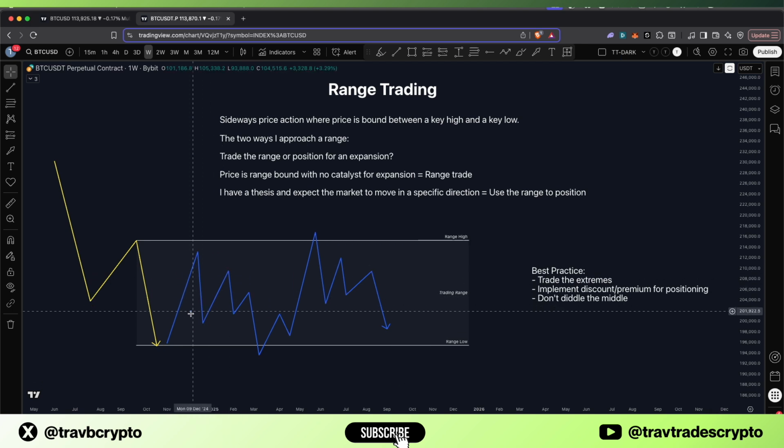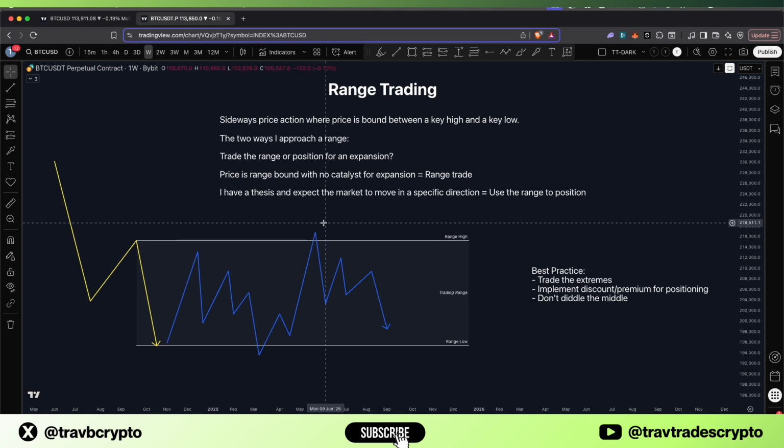So in this instance, as price came down to the bottom of this range and provided a signal, maybe it was an SFP, maybe it was some other type of signal, a market structure shift on a lower time frame, whatever it is, I want to be looking for that signal to trade this back to the other side of the range. And the same into the high.